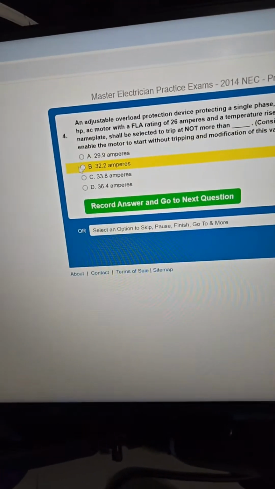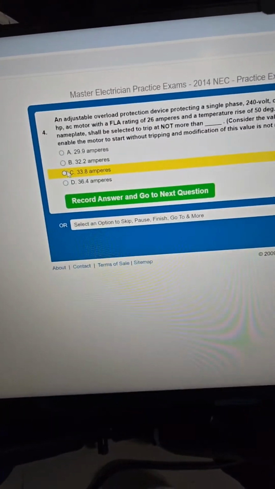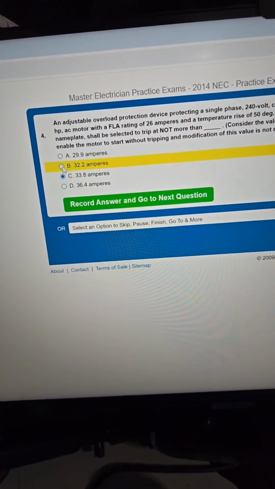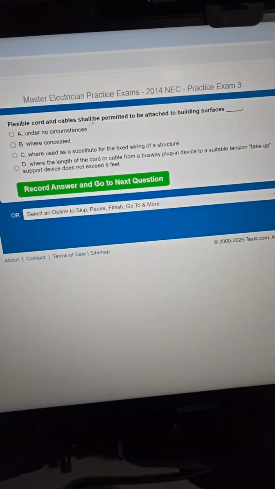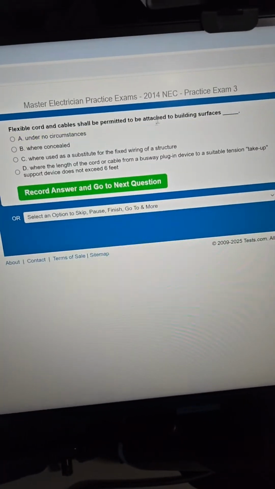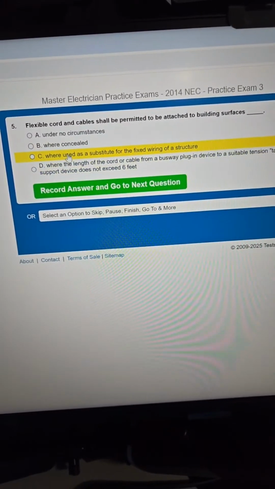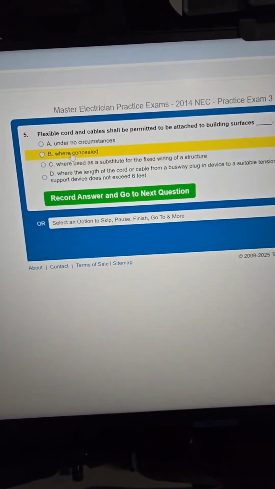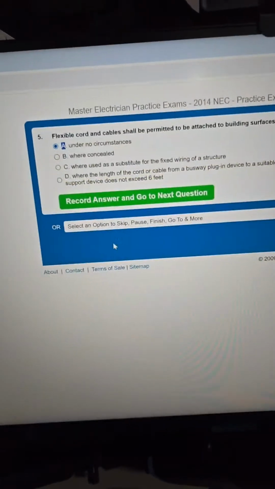We're going to go with 33.8 looks good. I think it's 32.2 though. We're thinking B. We're going to go with B. Flexible cord and cables, are they attached to the building surfaces? No. No, they're not. Let's see. No. Under no circumstances. There you go. That's the right answer.